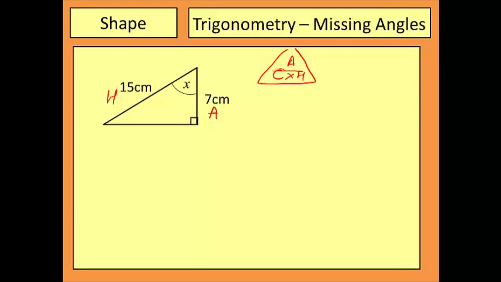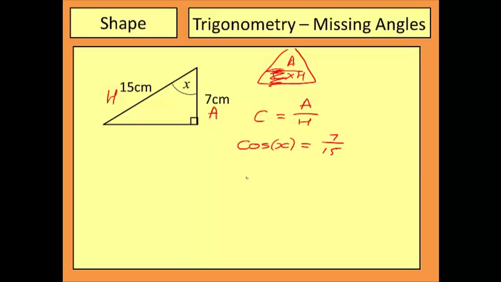Now to find the cosine, I cover this one up. The triangle tells me to do the adjacent divided by the hypotenuse. So C equals A over H. This means that the cosine of the angle X is equal to 7 over 15.